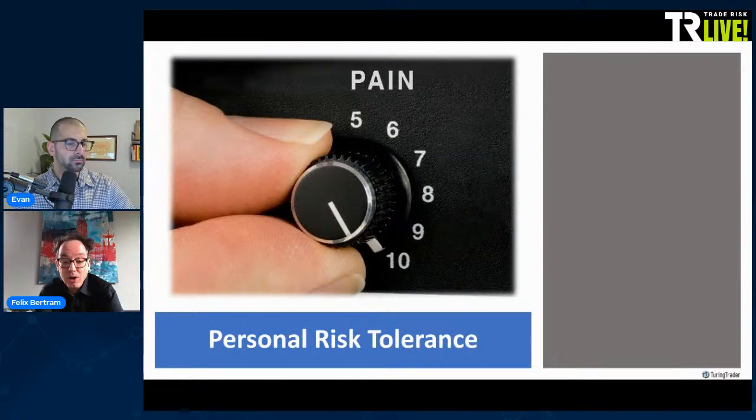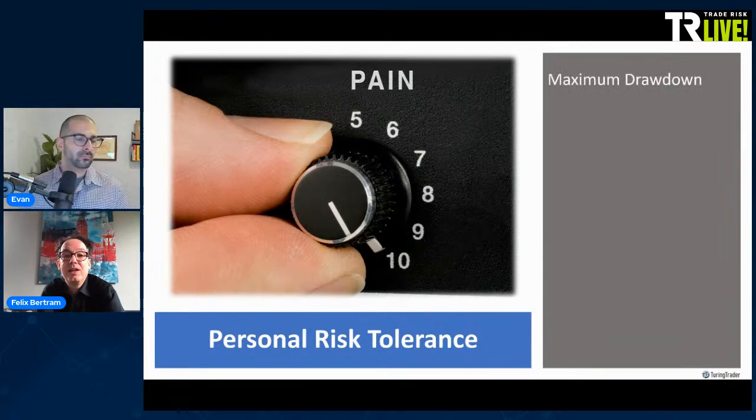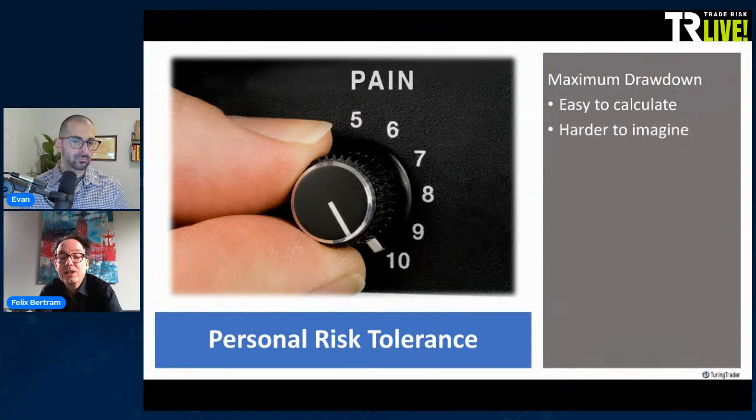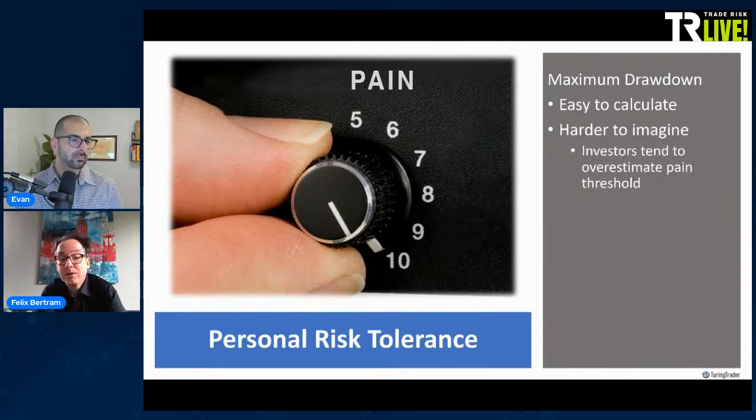And now I talked about the personal risk tolerance, but what is that? Many people understand this to be the maximum drawdown. And that's easy to calculate, so that's a plus. But it's surprisingly hard to imagine. I talked to many people who told me, oh yeah, I'm fine with losing up to 30%, but then after they lost 15, they think differently. So it seems much harder to imagine what the losses are than actually experiencing them.